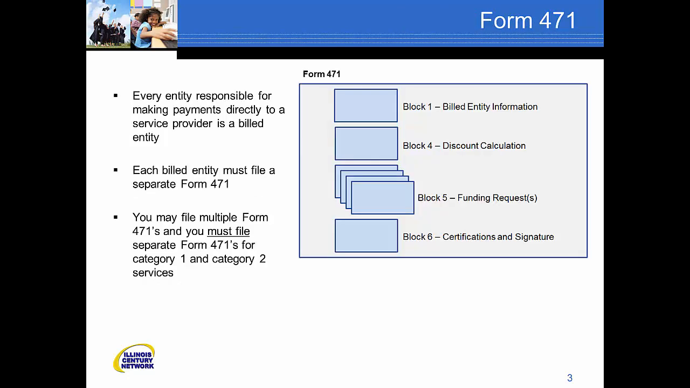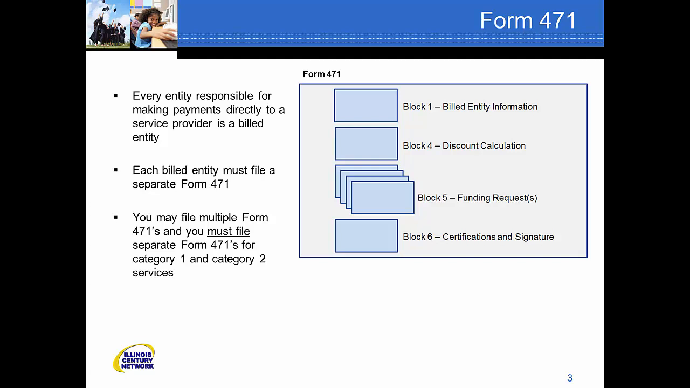This slide shows an overview of the 471. You'll see that there are 4 key data areas of the form, which are called Block 1, Billed Entity Information, Block 4, Discount Calculation, Block 5, Funding Request, and Block 6, Certifications and Signature. Blocks 2 and 3 are reserved, and you don't input information in these blocks.